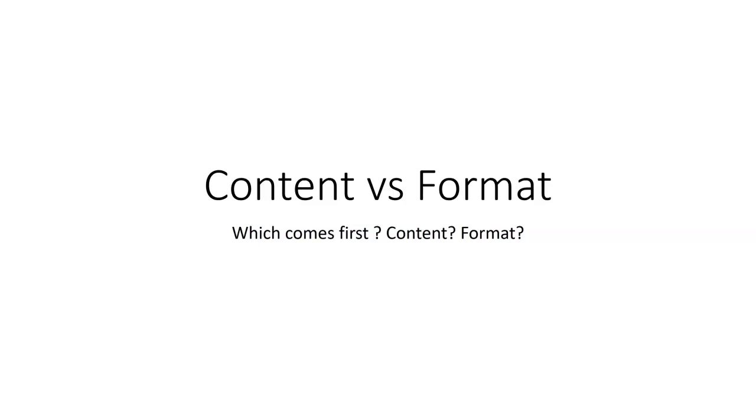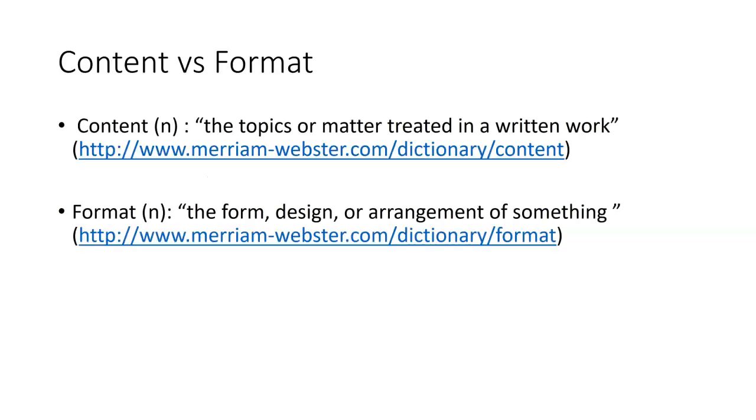We're going to look at content versus format. This is one of the things a lot of people struggle with. Which comes first, content or format? Here are your descriptions. It says content is a topic or matter treated in a work. So you're looking at what you've got in there. Format says to form, design, or arrange something.